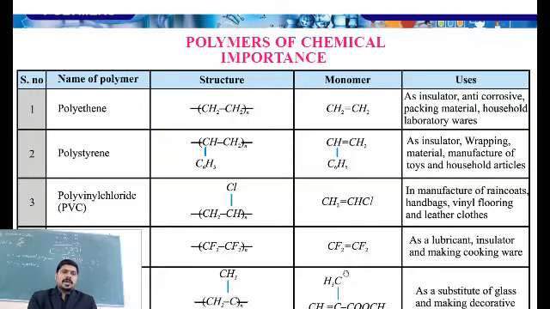The next one we are going to have is polystyrene. It is going to have CH=CH2. It is also one of the addition polymers, and there, if you can see that particular CH=CH2, the benzyl carbocation is going to be formed. That is going to be more stable, so one more unit is going to get added to that particular carbon. It acts as an insulator, wrapping material, and is used in manufacture of toys and household articles.